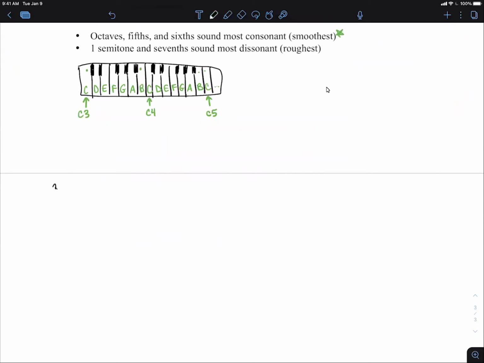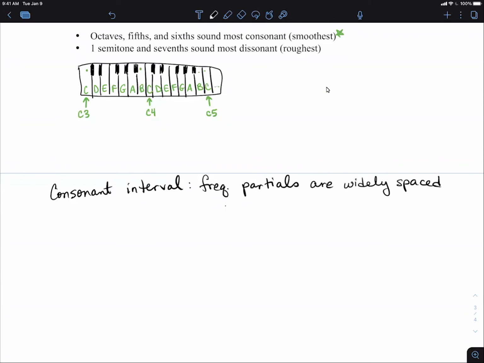Okay, so consonant intervals. The harmonic frequency partials are, I guess you could say, widely spaced and/or overlapping. What do I mean by that?